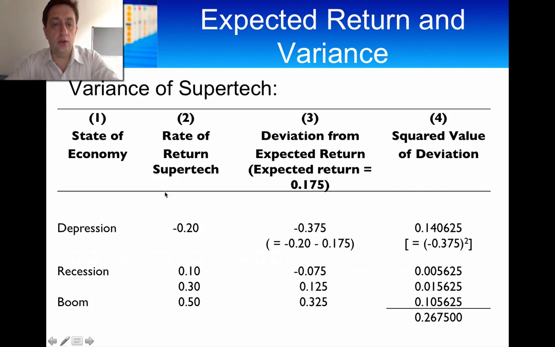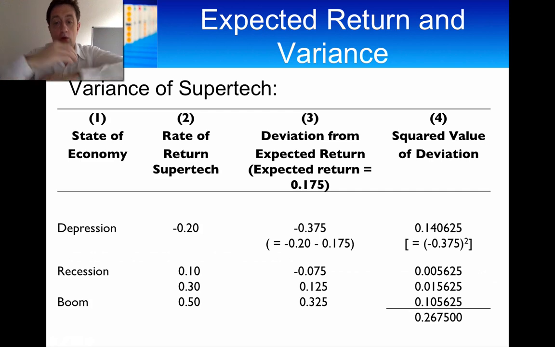So what we do, but the formula is just the same. We have to calculate the deviation from the expected return for each state. Given that the expected return is 17.5%, we subtract 17.5% from minus 0.2, or 20%, and that gives us a deviation of minus 37.5%. And we do that for each state. And then we square them.